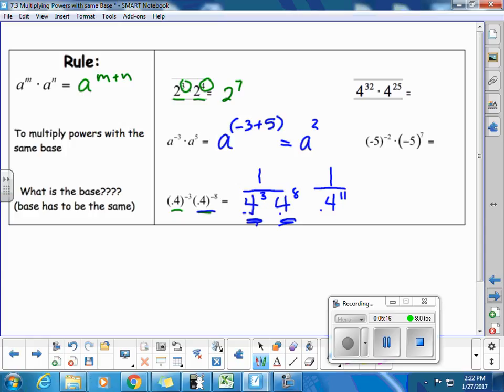Here's why it's kind of nice to learn the rule instead of having to draw out all the x's or the y's or the 4s or whatever, because now we have 4 to the 32nd. That's a lot of 4s times 4 to the 25th. But I know I just need to gather them up. 4 to the 32nd means I have 32 different times I have 4. So I have 4 times 4 times 4 times 4, 32 times. So it's 4 to the 32nd plus 25th. We're going to add the exponents. So 32 and 25 would be 4 to the 57th.